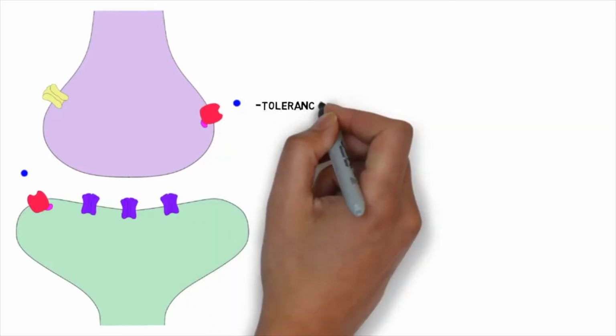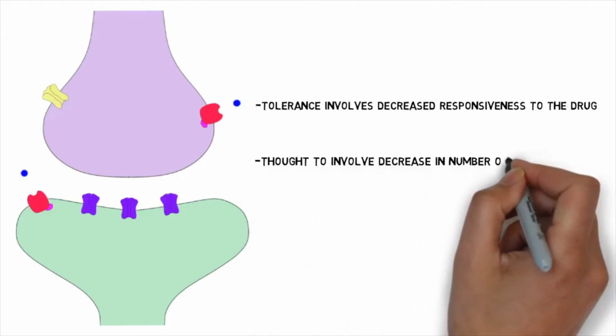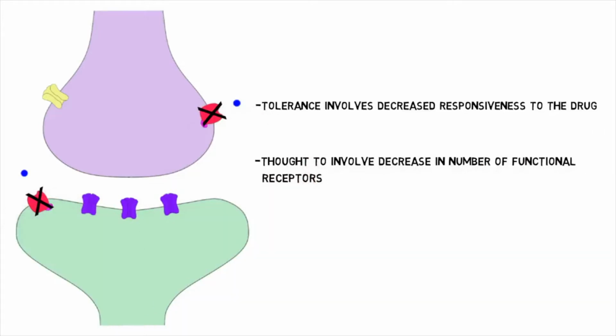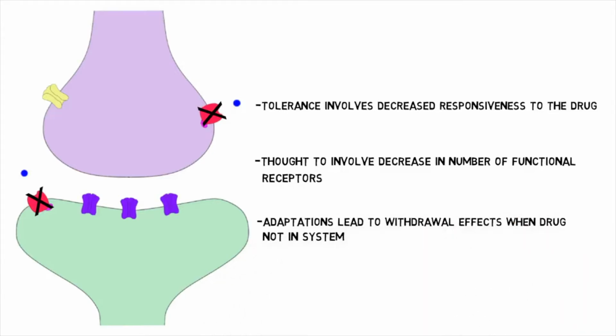Exposure to opioid drugs leads to tolerance, which involves a decreased response to the drug and a need to take more to produce the same effect. The mechanisms of opioid tolerance aren't fully understood, but they're thought to involve adaptive changes like a reduction in the number of functional receptors for the drug to act at. Adaptations in response to the presence of the drug also lead to dysregulation when the drug is removed, and withdrawal effects that are opposite in many ways to the typical effects of the drug.